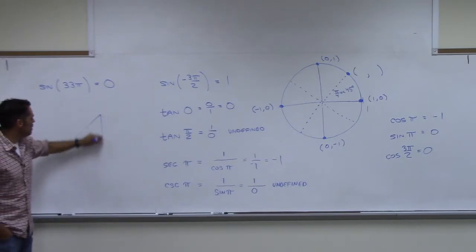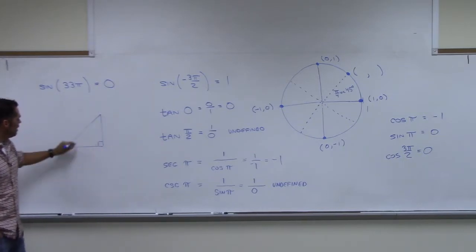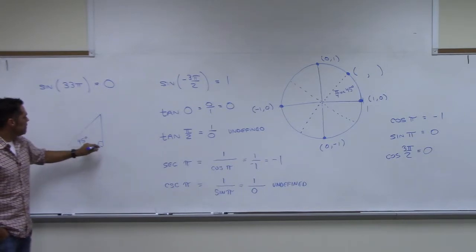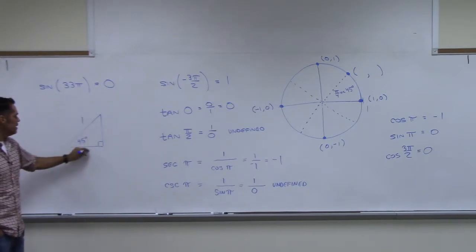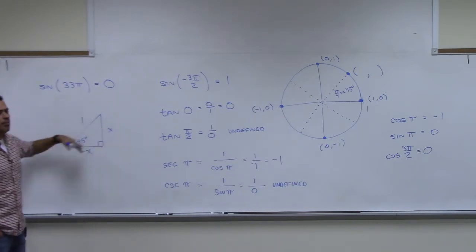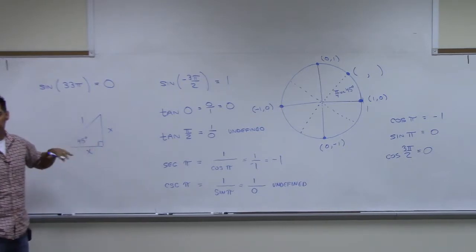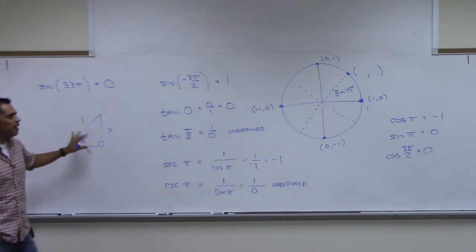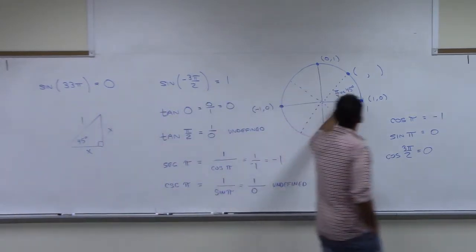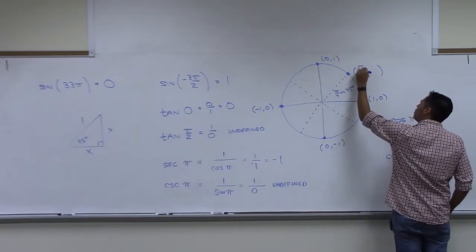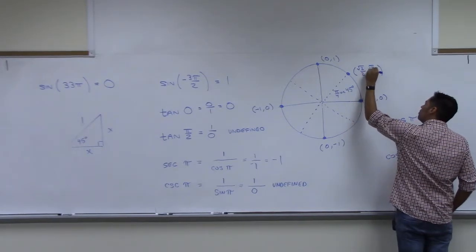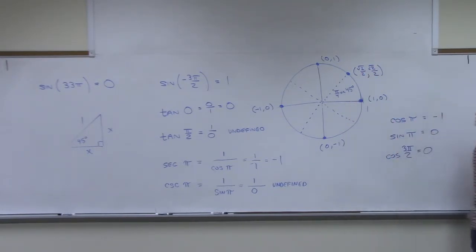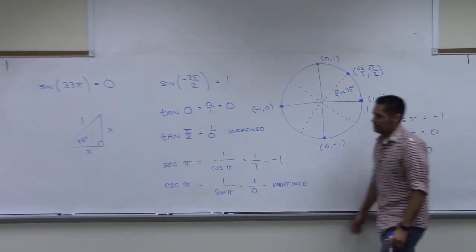Here's how we would get it, and we did this a while back. If this is 45 degrees and this is 1, then these two have to be the same length. And what we realize is that it would have to be square root of 2 over 2. So I won't go through that again, but this has as its point root 2 over 2, root 2 over 2. And you need to just remember that for 45 degrees.